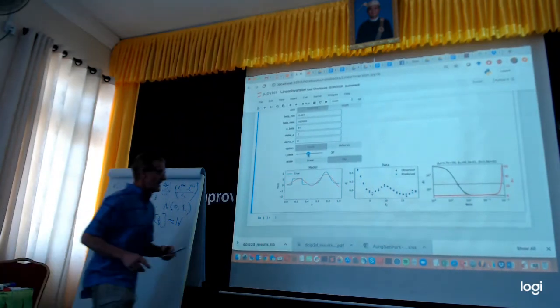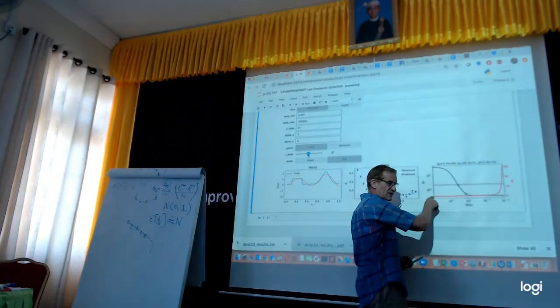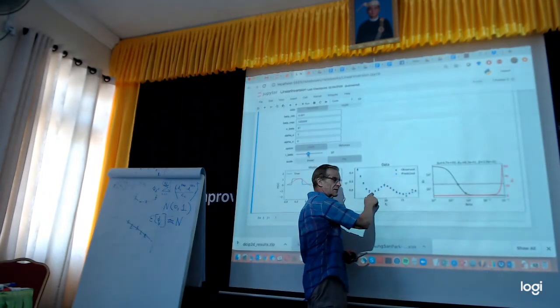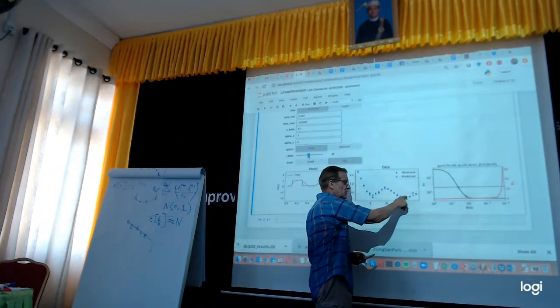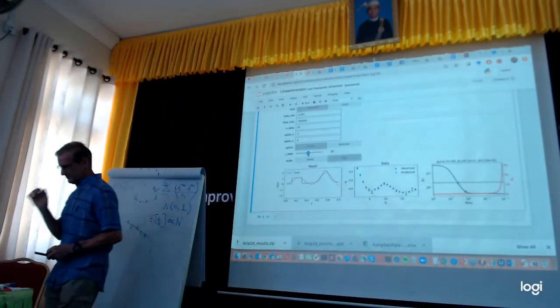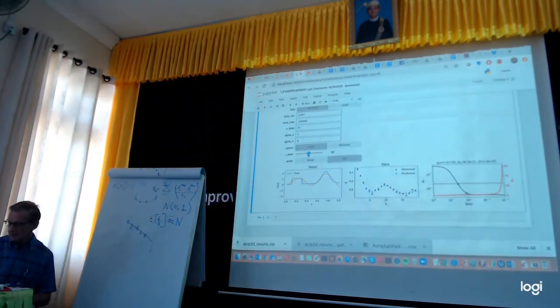So remember, as this green dot goes down, we're reducing the misfit. So these, the blue and the black, are getting closer. Okay. So now keep going down.